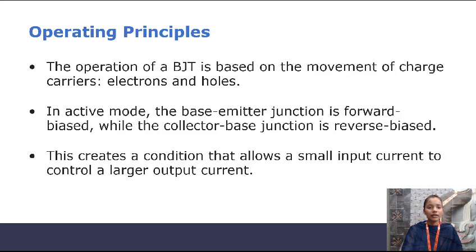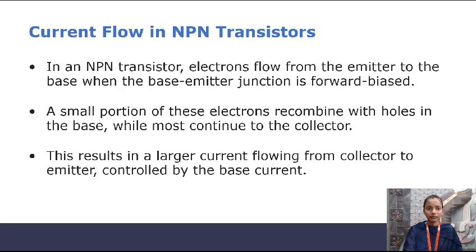Operating principles. The operation of a BJT is based on the movement of charge carriers like electrons and holes. In active mode, the base emitter junction is forward biased while the collector base junction is reverse biased. This creates a condition that allows a small input current to control a large output current.